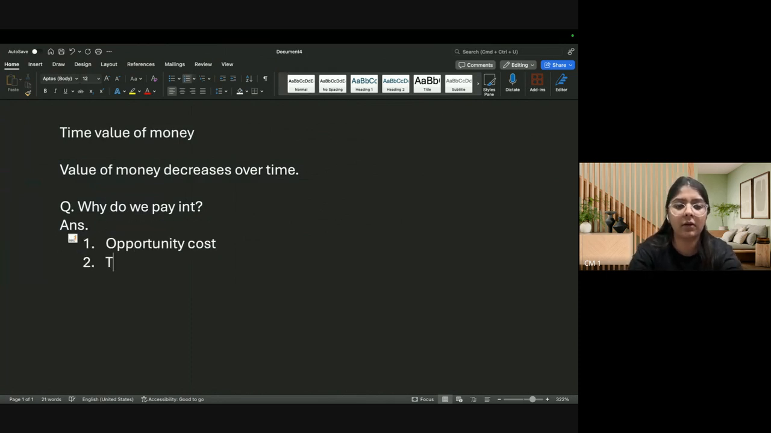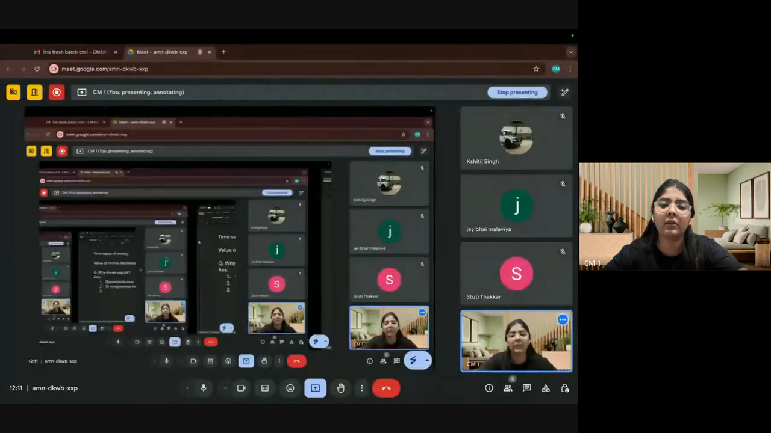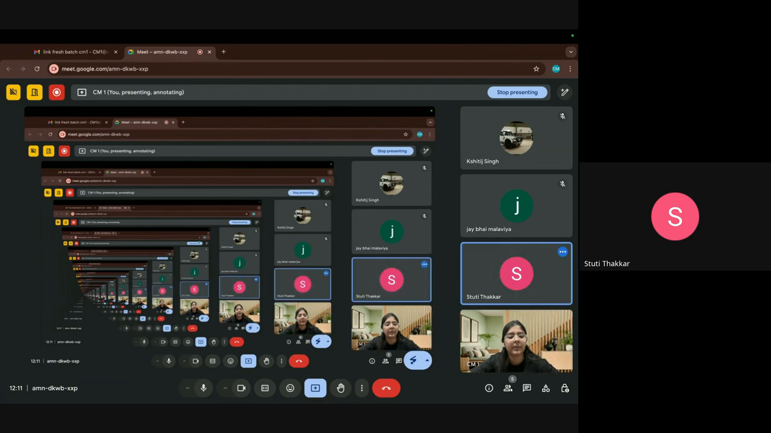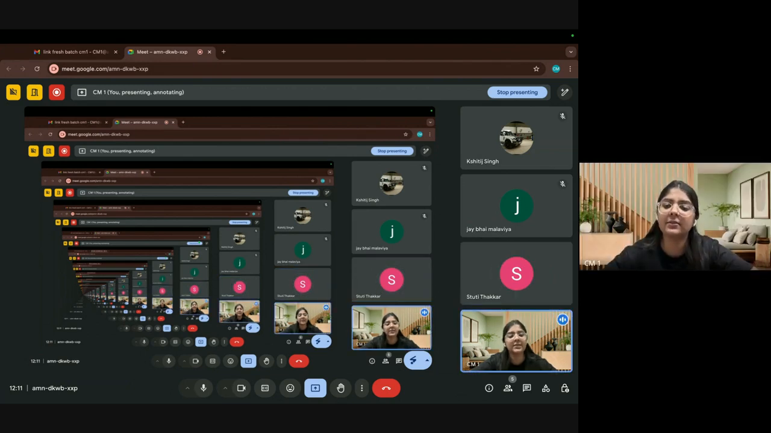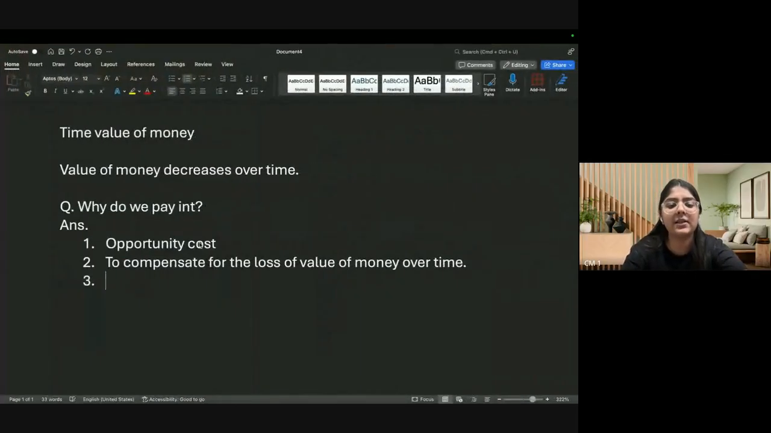Yes, to compensate for the loss of value of money over time. This is the time value of money concept. What will be any other reason for this? Is there a chance that I don't repay you 100 rupees after a month? Also the risk. Yes. What kind of risk is this? The loan giver is taking a risk by giving his money. Yes. So there is a risk factor involved.